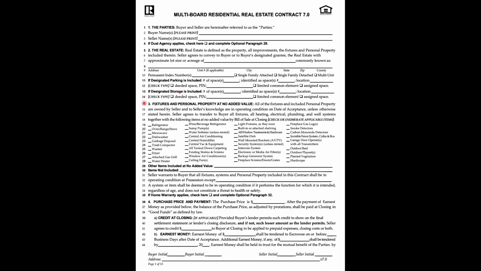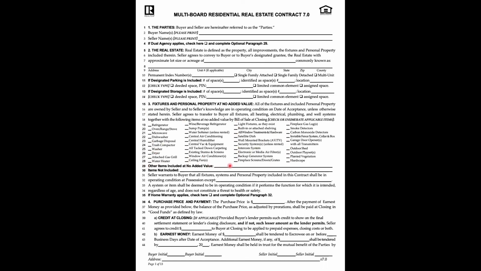Paragraph 3, fixtures and personal property added no value. In Illinois, it's standard for household appliances and everything else that's attached to the house to be conveyed with the sale. So there's no he said, she said conversations at the closing table. We'll check each and every item we're expecting you to receive with the sale of the home ahead of time. If there's something not on the list, then we have the ability to convey it on line 29.